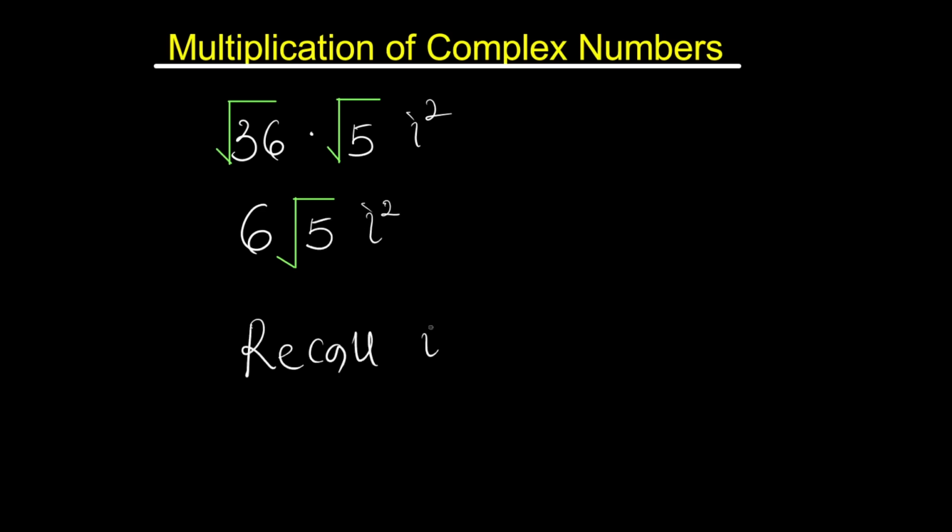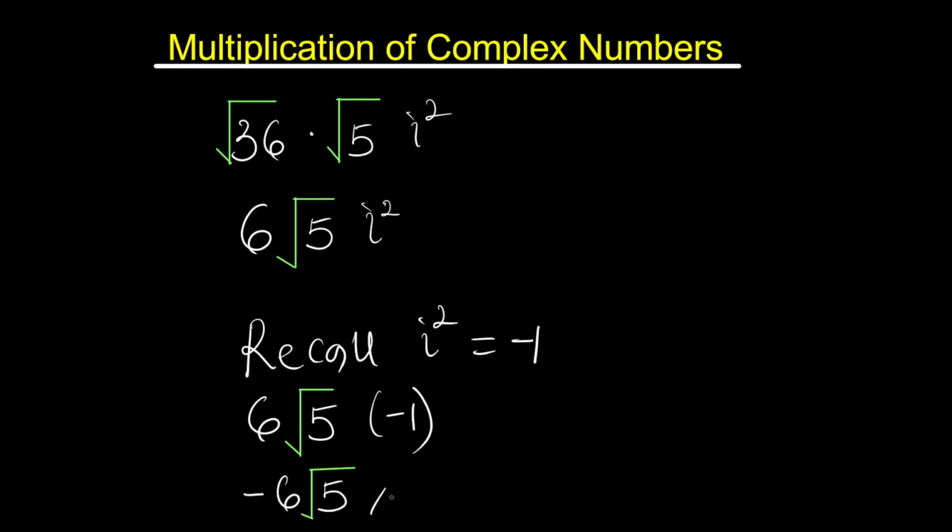Recall that i squared is equal to negative 1. Hence, we are going to have 6 root 5 multiplied with negative 1, and this is going to yield negative 6 root 5. So therefore, our answer is negative 6 root 5.